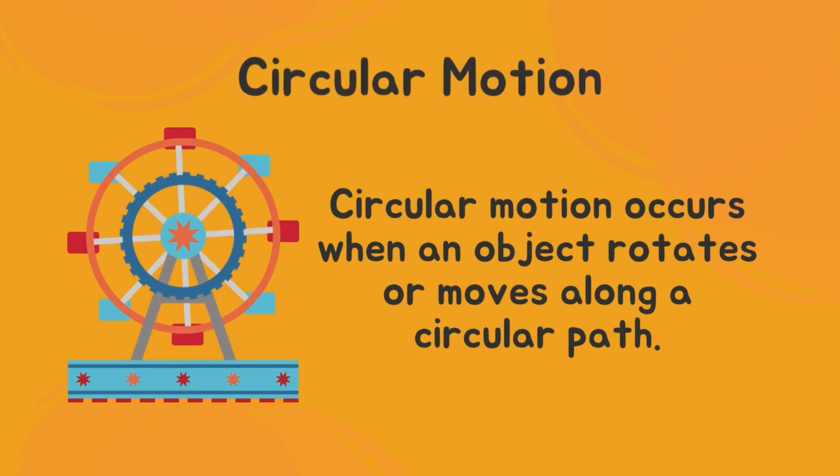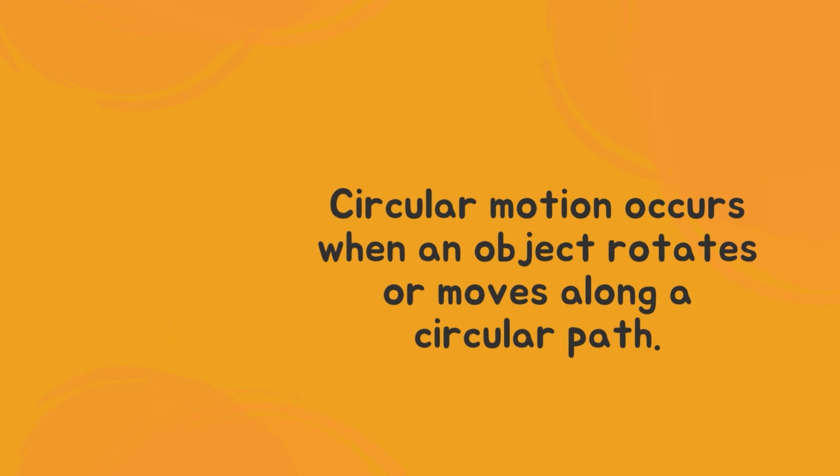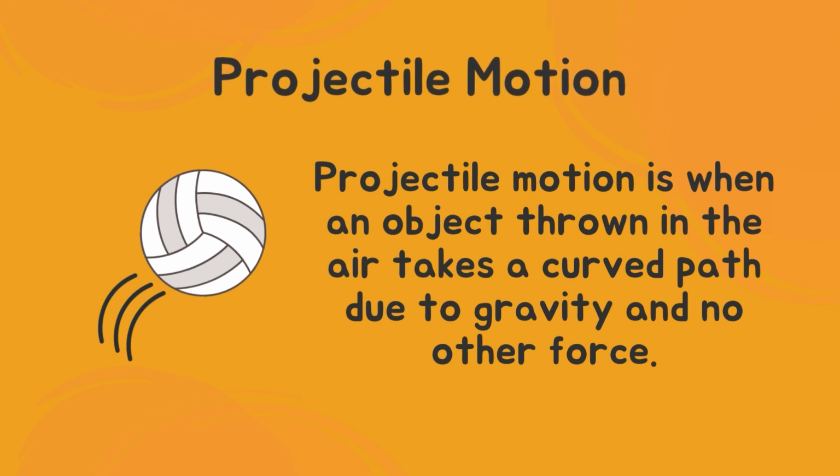Circular motion. Circular motion occurs when an object rotates or moves along a circular path. An example could be a Ferris wheel at an amusement park. Projectile motion. Projectile motion is when an object thrown in the air takes a curved path due to gravity and no other forces. An example of this is when you throw a ball into the air.